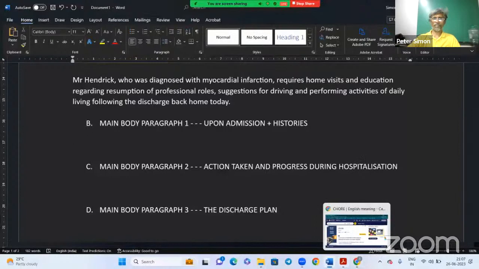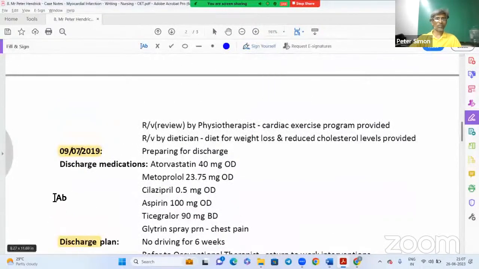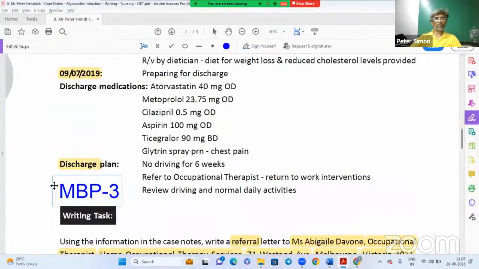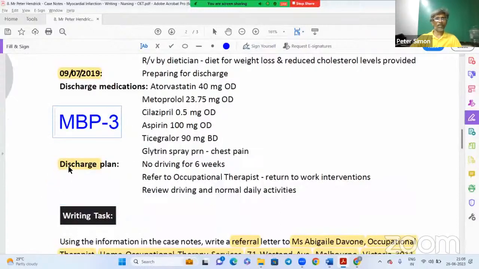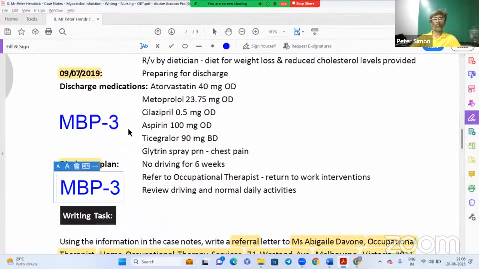Okay, now let us see this letter today. So these are discharge medications. This will come in body paragraph 3. So this is main body paragraph 3. This is the discharge plan, and discharge medications. These two will go. Discharge medications and discharge plan. Here also same. Both these things will go into the third paragraph, main body paragraph 3.